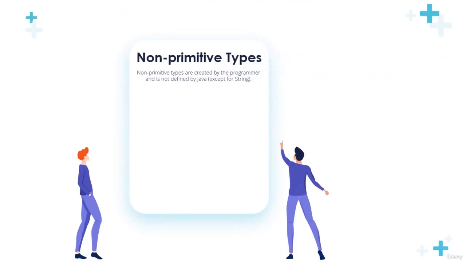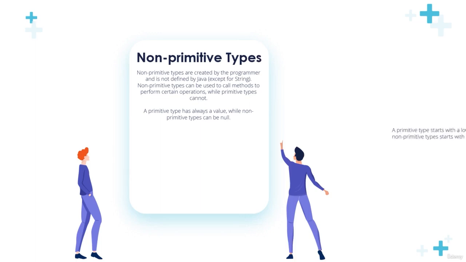Let's talk about the non-primitive types. Non-primitive types are created by the programmer, and they are not defined by Java or Kotlin, except for string. Non-primitive types can be used to call methods to perform certain operations, while primitive types cannot. A primitive type always has a value, while non-primitive types can be null.